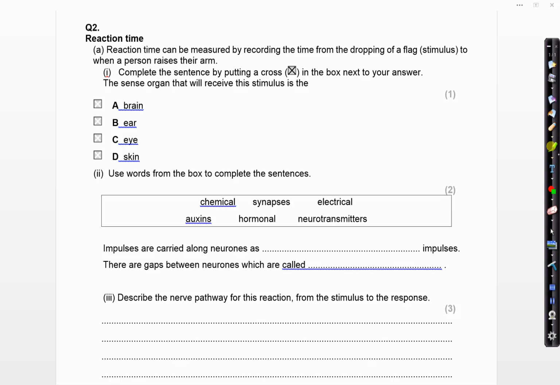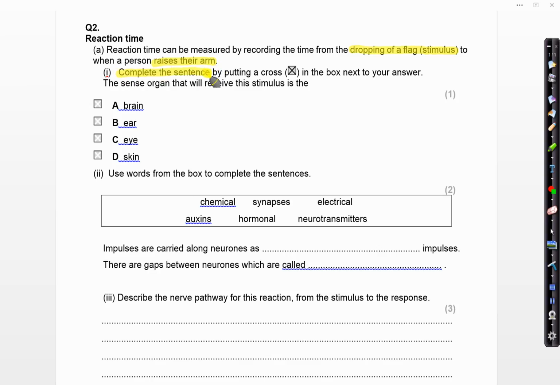So now looking at question 2. Reaction time can be measured by recording the time from the dropping of a flag, so the dropping of the flag is the stimulus, to when a person raises their arm. So raising their arm. Okay, so no diagrams to help us understand that, but a flag is dropped and somebody else raises their arm.